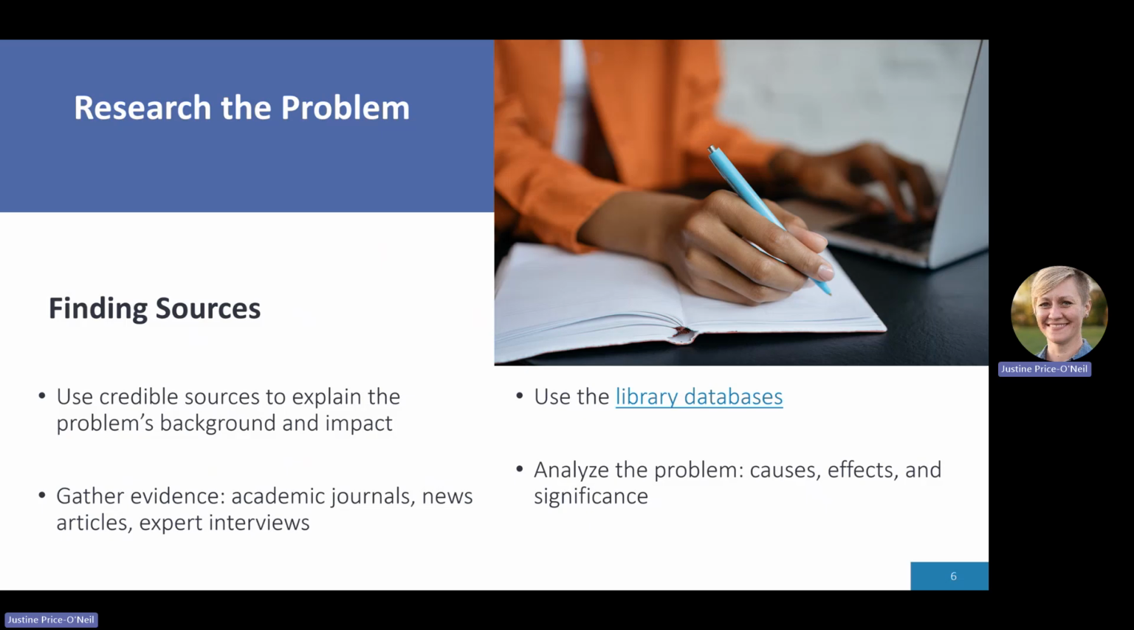And when you're looking for your sources, you want to be thinking about analyzing the problem. So looking at what are the causes, what are the effects, and what is the significance of this problem. You might change your search terms to use some of these different words in order to find the information that you're looking for.